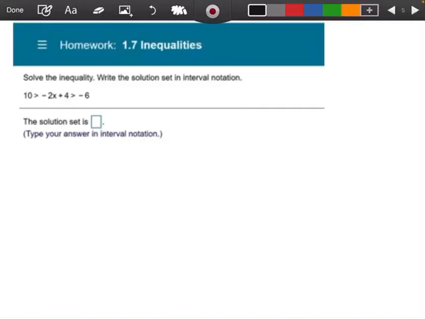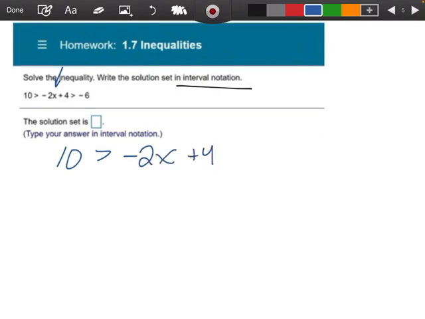All right, so guys, this is a problem out of 1.7. We're trying to solve the inequality, and we're going to write the solution set in interval notation. Remember, in solving an inequality, the objective is to get the variable part by itself. So we're trying to get that negative 2x by itself. So I'm going to go ahead and write the problem. 10 is greater than negative 2x plus 4, which is bigger than negative 6.